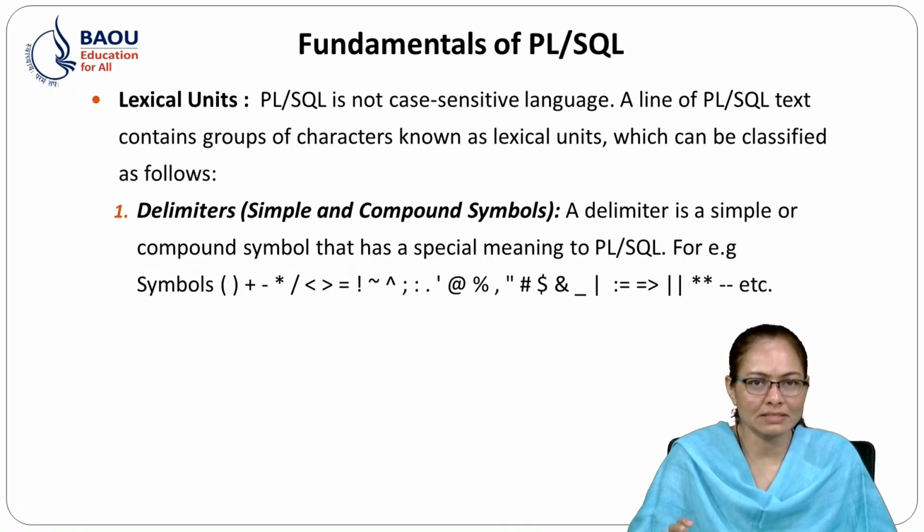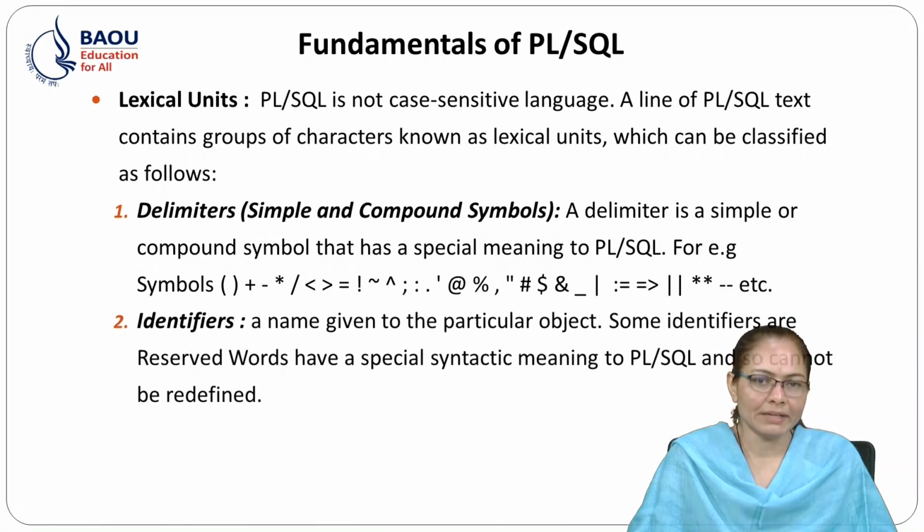A delimiter is a symbol, a simple or compound symbol that has a special meaning to PLSQL. For example, we can use delimiters to represent arithmetic operations such as addition and subtraction. For example, symbols like plus, minus, multiplication, division, less than, greater than, equal to, less than equal to, colon, comma, pipe, star, etc. All these symbols are called delimiters.